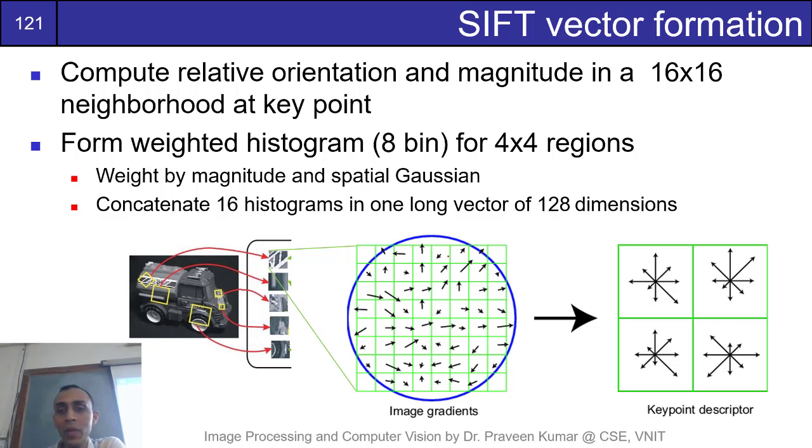So the exact description will be like this. The descriptor we will use, for example, in this 8 by 8 grid, we will divide it. Let us choose 4 by 4 regions. So we'll have one 4 by 4 region here, another 4 by 4 region here, and a third 4 by 4 region here, and so on.